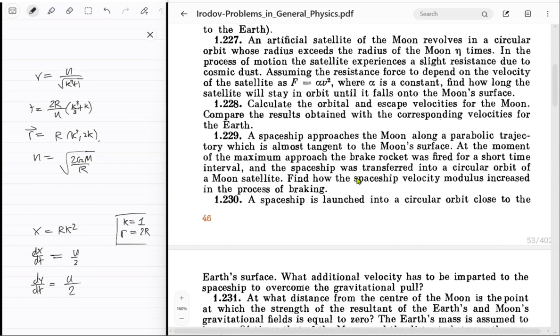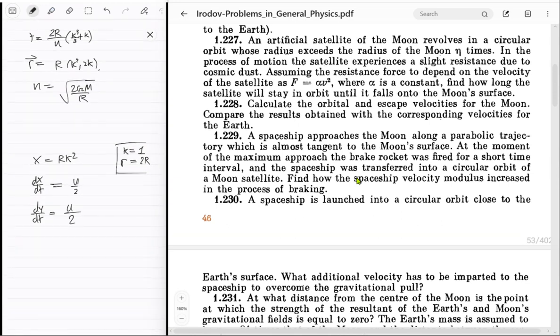Okay. Yeah. Now what do we have? It changed from u upon 2 in the x direction and u upon 2 in the y direction to just u upon 2 in the x direction, right? That's the change. Okay, what do you want to find? Find how the spaceship velocity modulus increased in the process. The modulus, why do you want that? And by how? What do you want me to report? Do you want me to find the change in the modulus, or the percentage change, or what? Oh, come on.